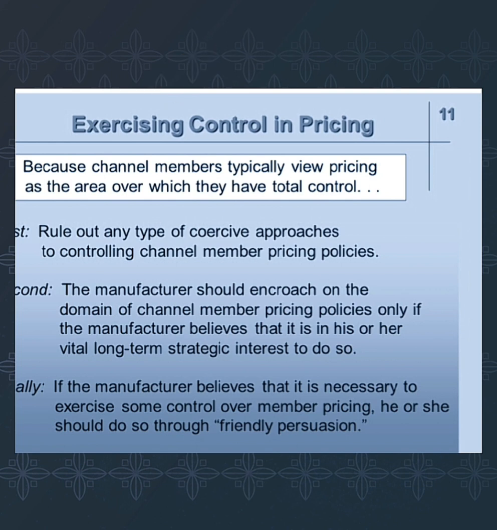Exercising control in pricing, because channel members typically view pricing as the area over which they have total control. First, rule out any type of coercive approaches to controlling channel member pricing policies. Second, the manufacturer should encroach on the domain of channel member pricing policies only if the manufacturer believes that it is in his or her vital long-term strategic interest to do so. Last, if the manufacturer believes that it is necessary to exercise some control over member pricing, he or she should do so through friendly persuasion.